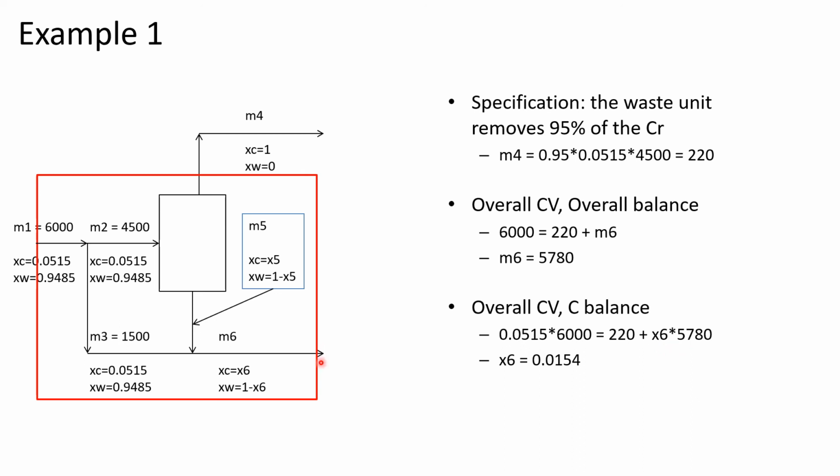If we keep on working our way around the control volume, there are no additional streams that cross the boundaries. We've accounted for all the inputs and outputs. And this algebraic equation is one that we can solve for the mass fraction of chromium in stream M6. If we solve this equation for X6, we find the value is 0.0154.